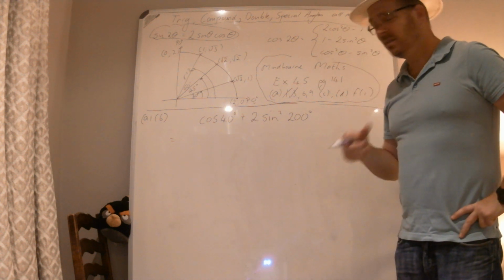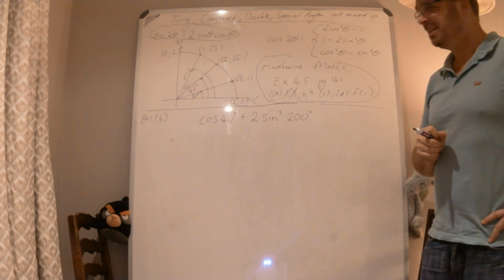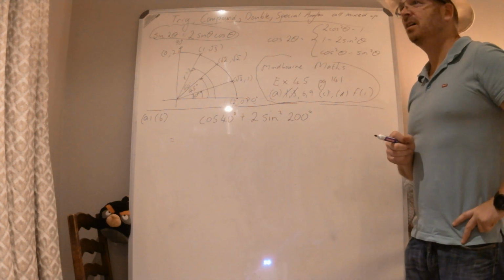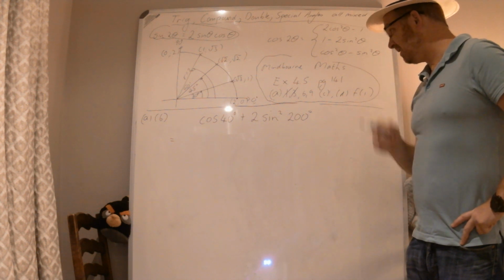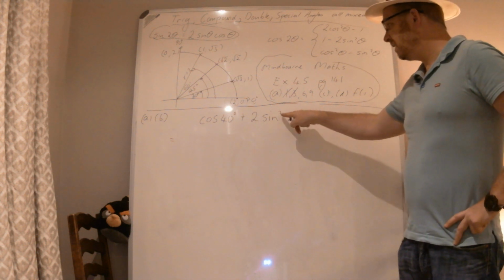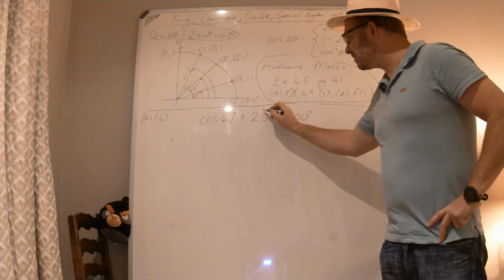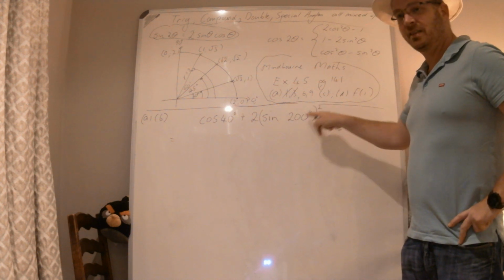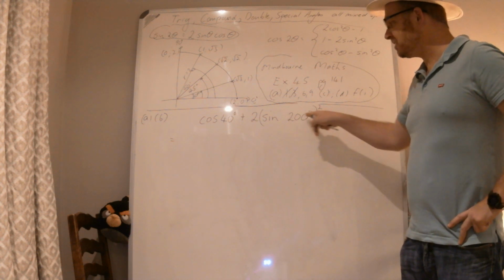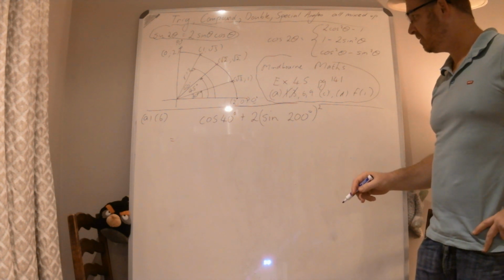Yes, Roger's girl. Okay, cos 40 plus 2 sine squared 200. Let's give this a go. Right, so when you look at this, the first thing you want to do with any square, I always think, is rewrite this as 2 times sine of 200, all squared. Because that means that the reduction is going to end up being positive, and you can use that to save quite a bit of time. We'll go through the steps though in this case.